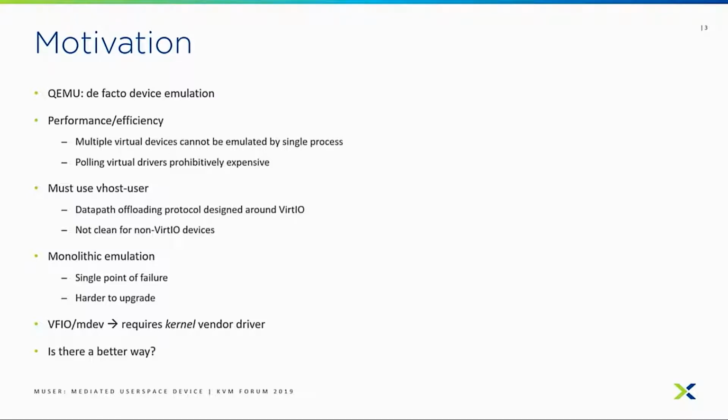One way to solve these problems is to move device emulation into a vfio mdev driver in the kernel. However, moving device emulation in the kernel has drawbacks. It's harder to write kernel code, it's harder to maintain it, and bugs can be much more disastrous than in user space. So the question is, is there a better way to solve these problems?